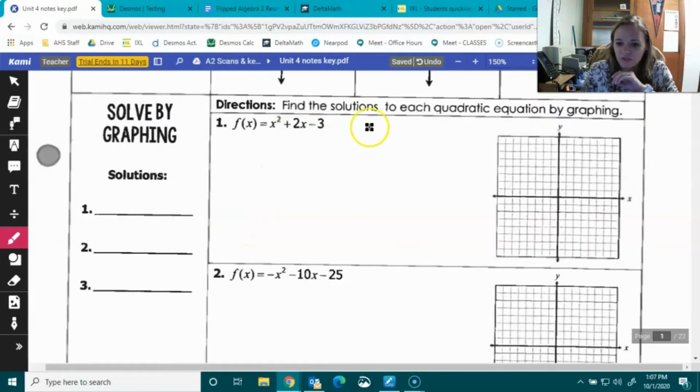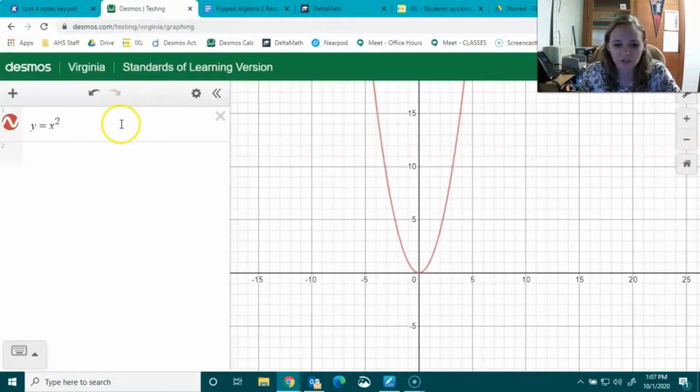So these say find the solutions to each quadratic equation by graphing. This will be similar to finding the x-intercepts of your linear equations. So, of course, f of x, don't freak out. That's the same thing as y. So for Desmos, we're just going to put y instead. y equals x squared plus 2x minus 3. We're just going to go straight to graphing.